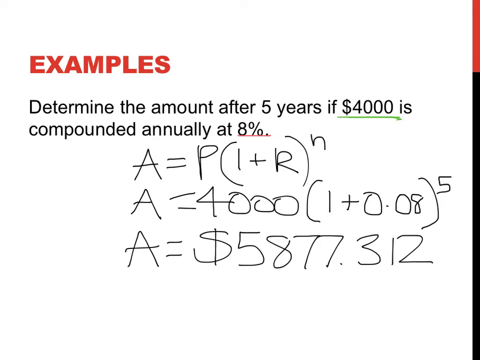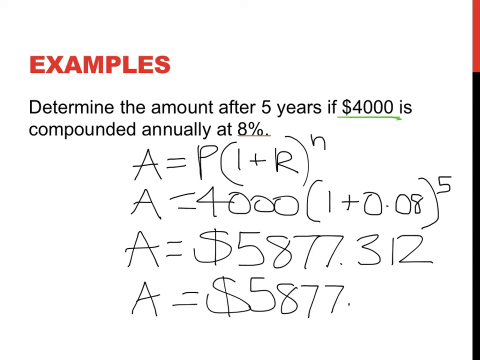$5,877.312. First thing, let's round that up. $5,877, and I'll do it to 2 decimal places. The 2 there is less than 5, so it goes 0.31. Now, what is the question asking me? The question isn't asking me how much I've made on my actual investment. It's determine the amount after 5 years. So if I started with $4,000 and I earn 8% after the first year, any interest I've made is added to my loan.